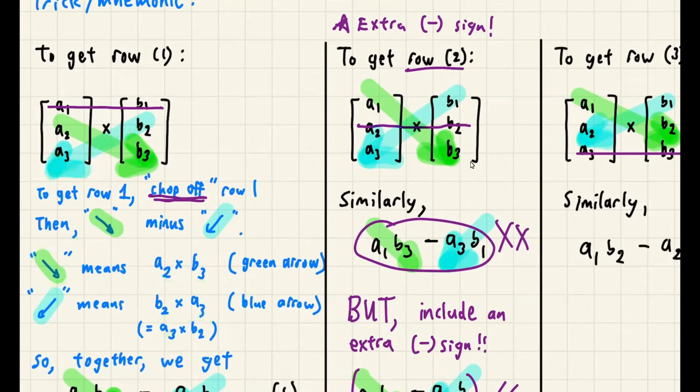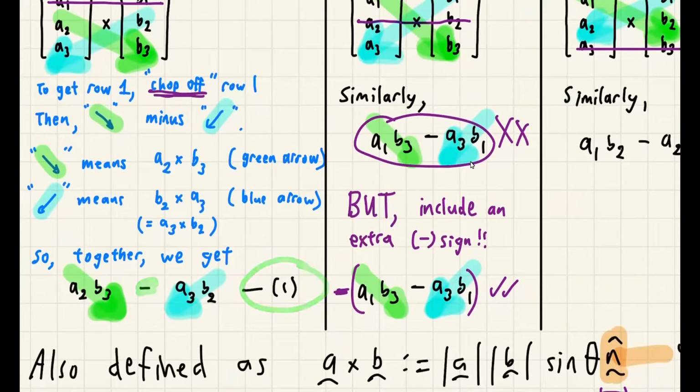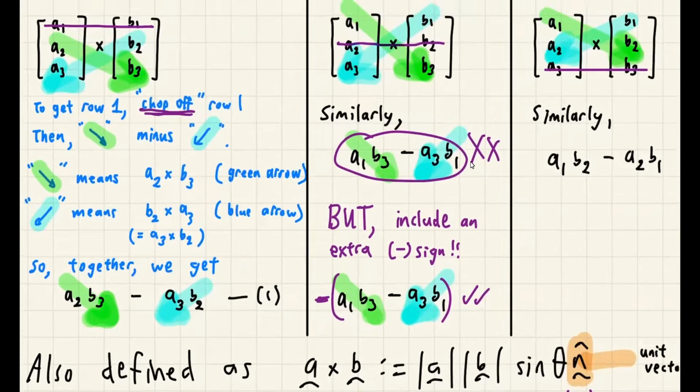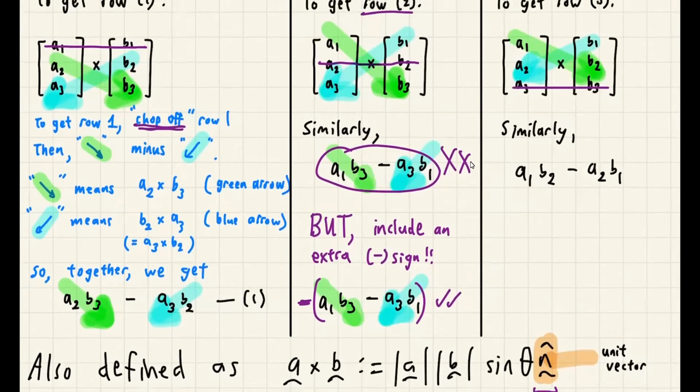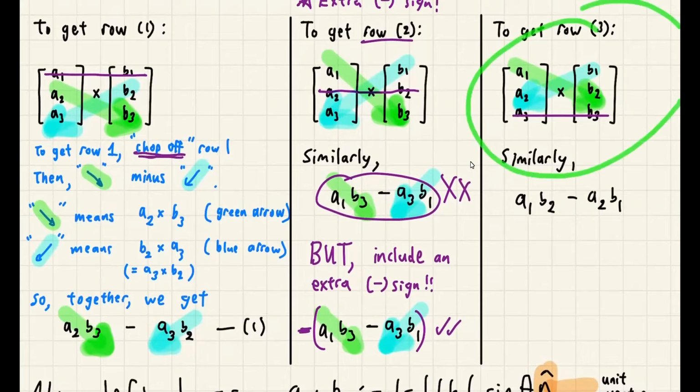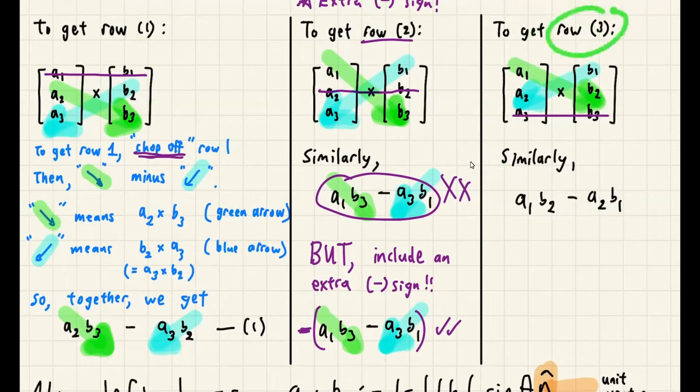Then after that, you minus. That's how you get row 1. Okay? Maybe it's not clear now. Later I'll give some examples. Then next one, how do you get row number 3? Focus on row number 3. Same thing, but this time to get row 3, you chop off which row? Purple color.